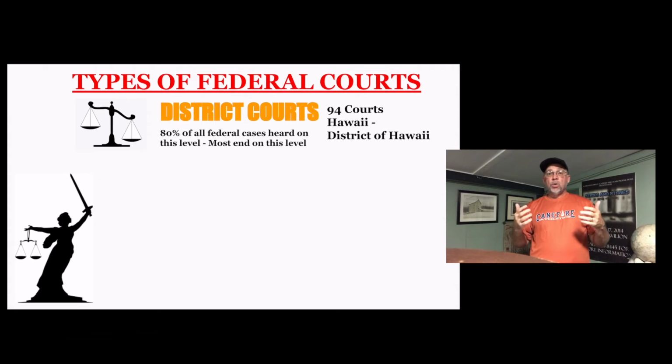There are 94 what we call district courts throughout the United States. So you will know that there's one per state, at least. Our district court is called District of Hawaii. So our federal district is the District of Hawaii. Every state has one, but there are states with so many people, the population is so big, like California, New York, Florida, Pennsylvania, that they have several district courts within there, okay? So most of them end up on this level.